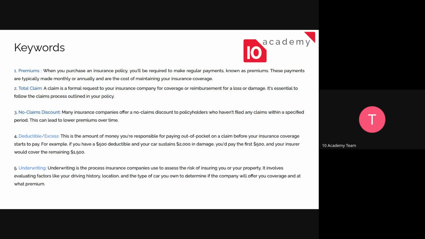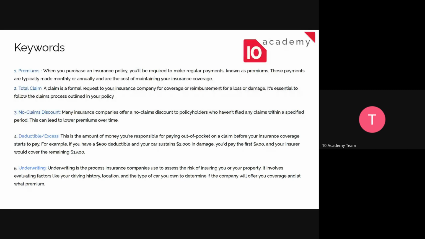The other one is a deductible or excess, which is the amount of money that the customer is responsible to pay out of their pocket. For example, if they have a car accident or something, and they have a deductible of 500 birr or USD or whatever it is, and the damage is going to cost around 2000 birr, you need to cover the 500 because that is what you agreed with the company as a deductible or excess. So you will pay the first 500 and your insurer would cover the rest, 1500 birr.